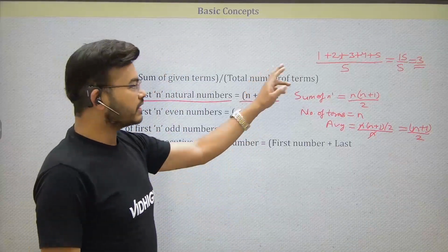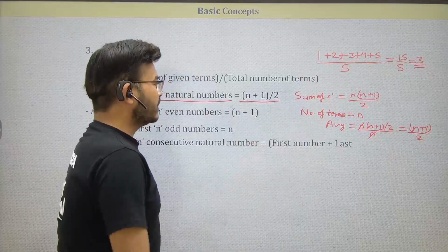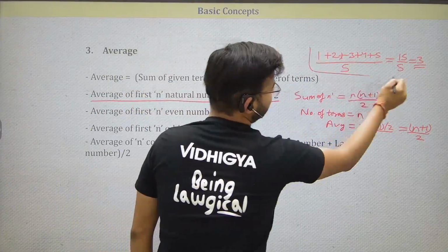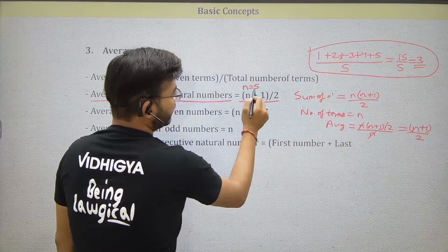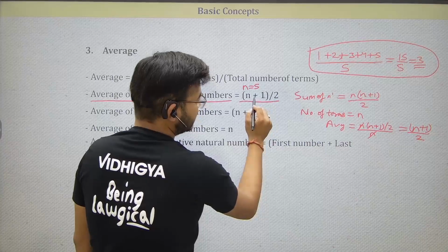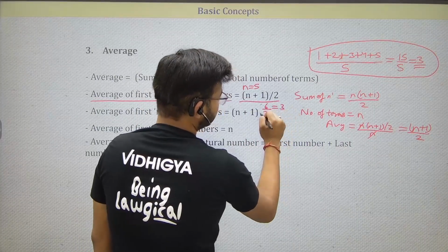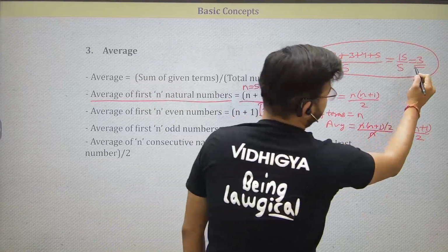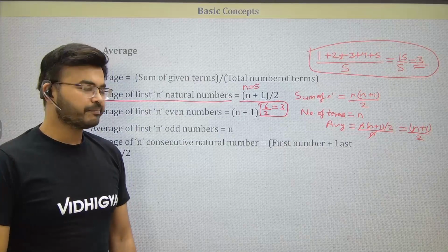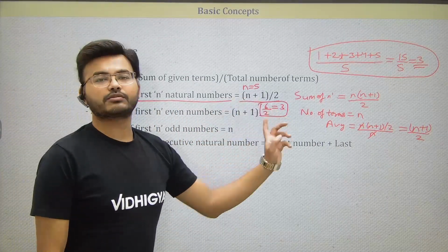Okay. So in our example, we have taken the first 5 natural numbers. So here the value of n is 5. So simply substitute that value. 5 plus 1 will become 6, and 6 divided by 2 comes out to be 3. So the average will be 3. That is what we have calculated over here as well. Okay. So the average of the first n natural numbers will be n plus 1 by 2.